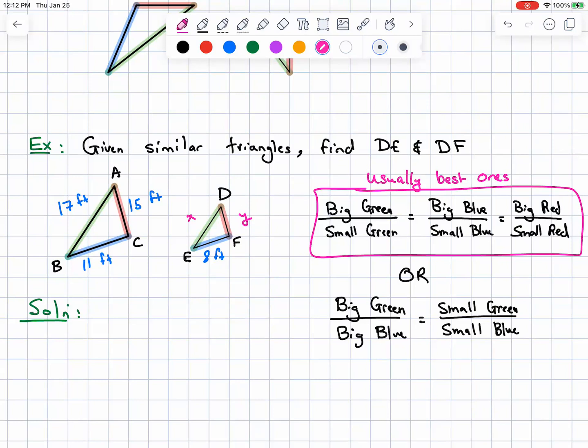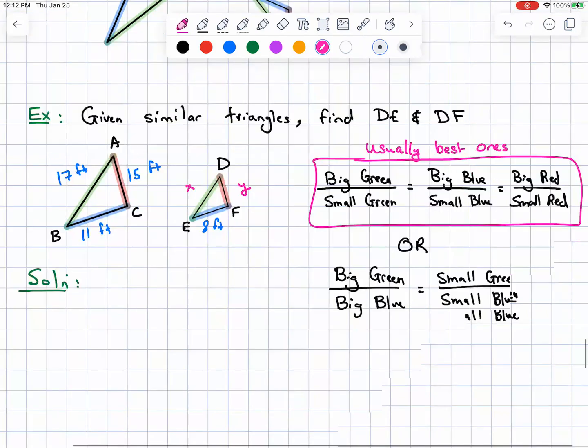And it doesn't even need to be big over small. It could be small over big. As long as you're consistent, that's all I care about. So we want to know DE and DF. So let's just solve for X first.